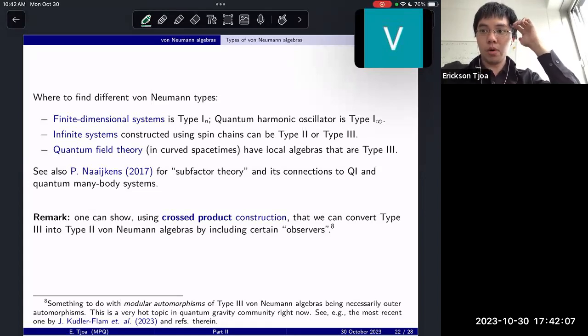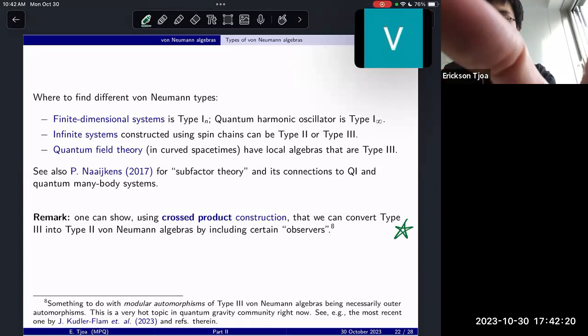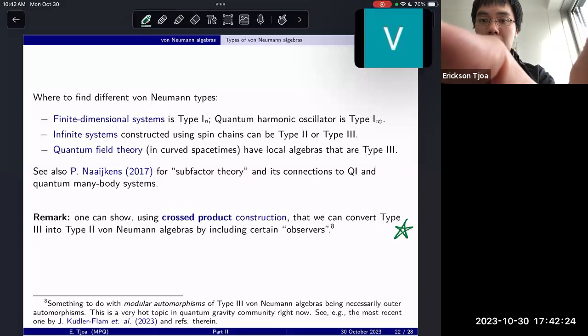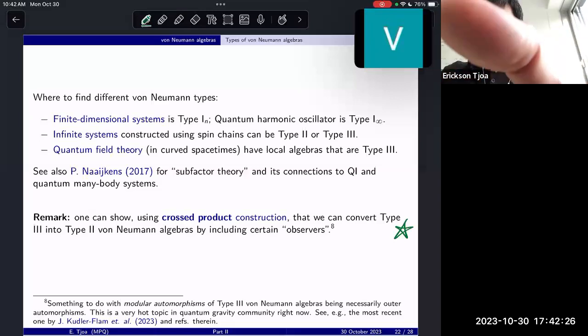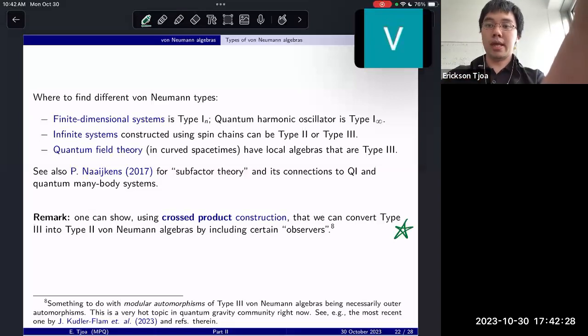And there's also recent progress in quantum gravity here, where you can use what they call the cross product construction to convert type III into type II von Neumann algebras, which amounts to including an external observer in your quantum system. This is a very hot topic in the quantum gravity community. But the technique itself has nothing to do with quantum gravity. It's purely mathematical. It is part of the Tomita-Takesaki modular theory.